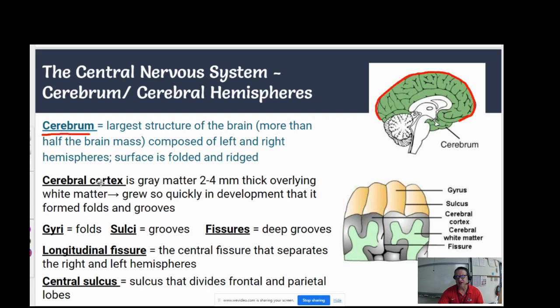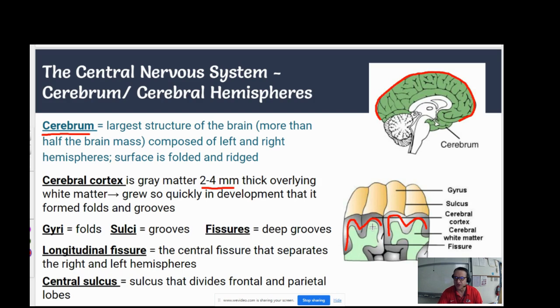All right, so the very outer, the most superficial region of the cerebrum is called the cerebral cortex, and that is here in gray. It's made of gray matter. So it's the very, very outer, most superficial, very thin. It's only about 2 to 4 millimeters thick. If you don't know what that is, well, this rubber band right here is about 3 millimeters thick. So your cerebral cortex is about as thick as this rubber band right here.